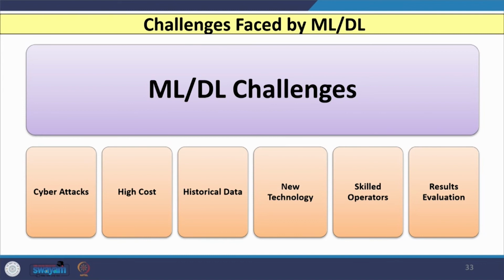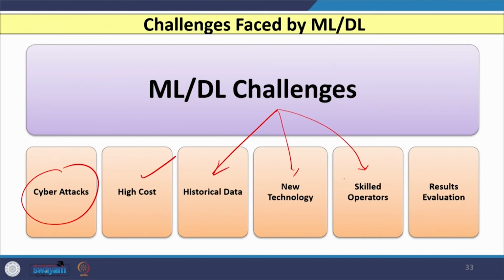The first challenge is related to cyber attacks. The second is the cost of such approaches, which is very high. This type of approach needs historical data. It is a new technology, we need skilled operators, and after obtaining the results from such approaches, proper evaluation of the results has to be carried out. So, all these are the challenges of machine learning or deep learning based approaches when used for protection of particular devices or the transmission line.